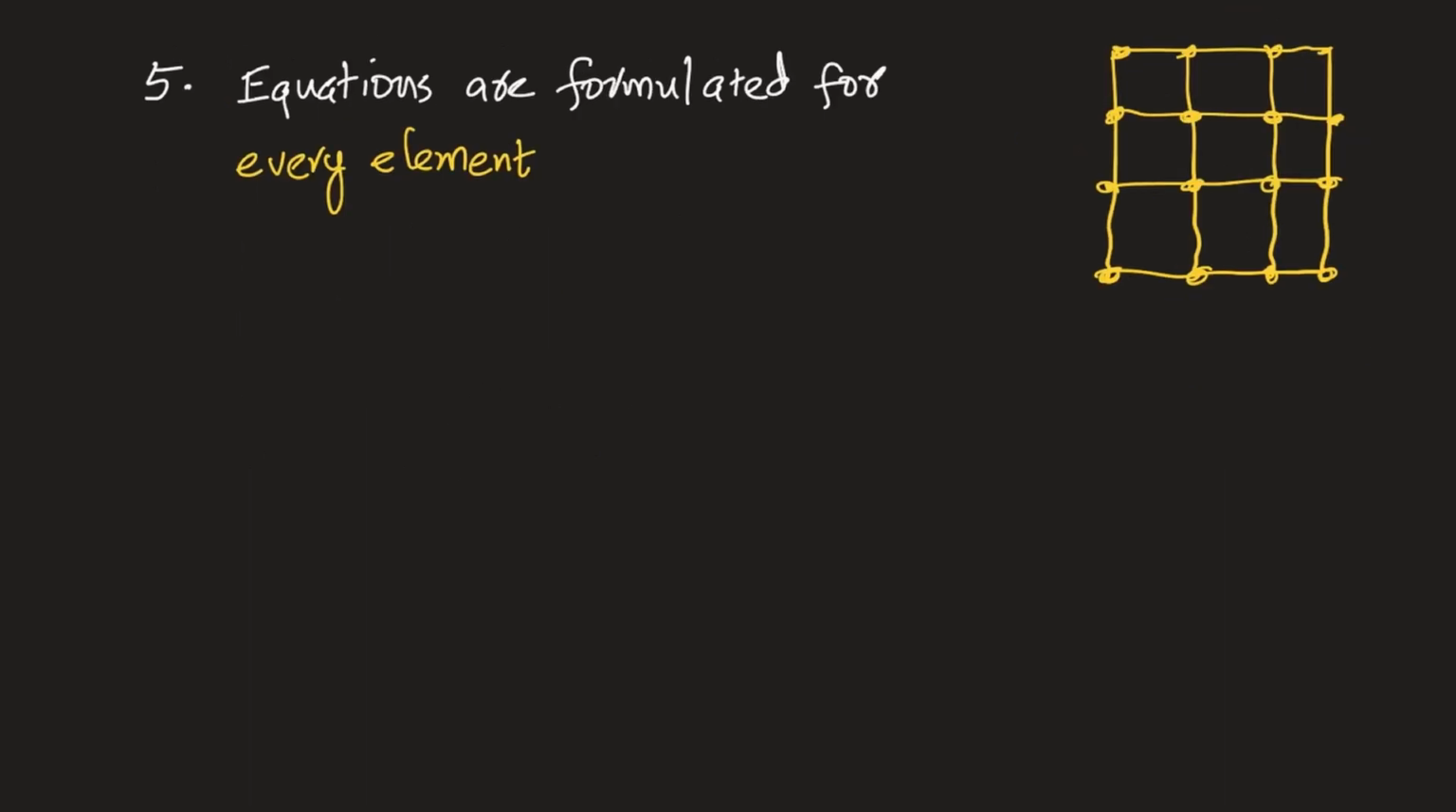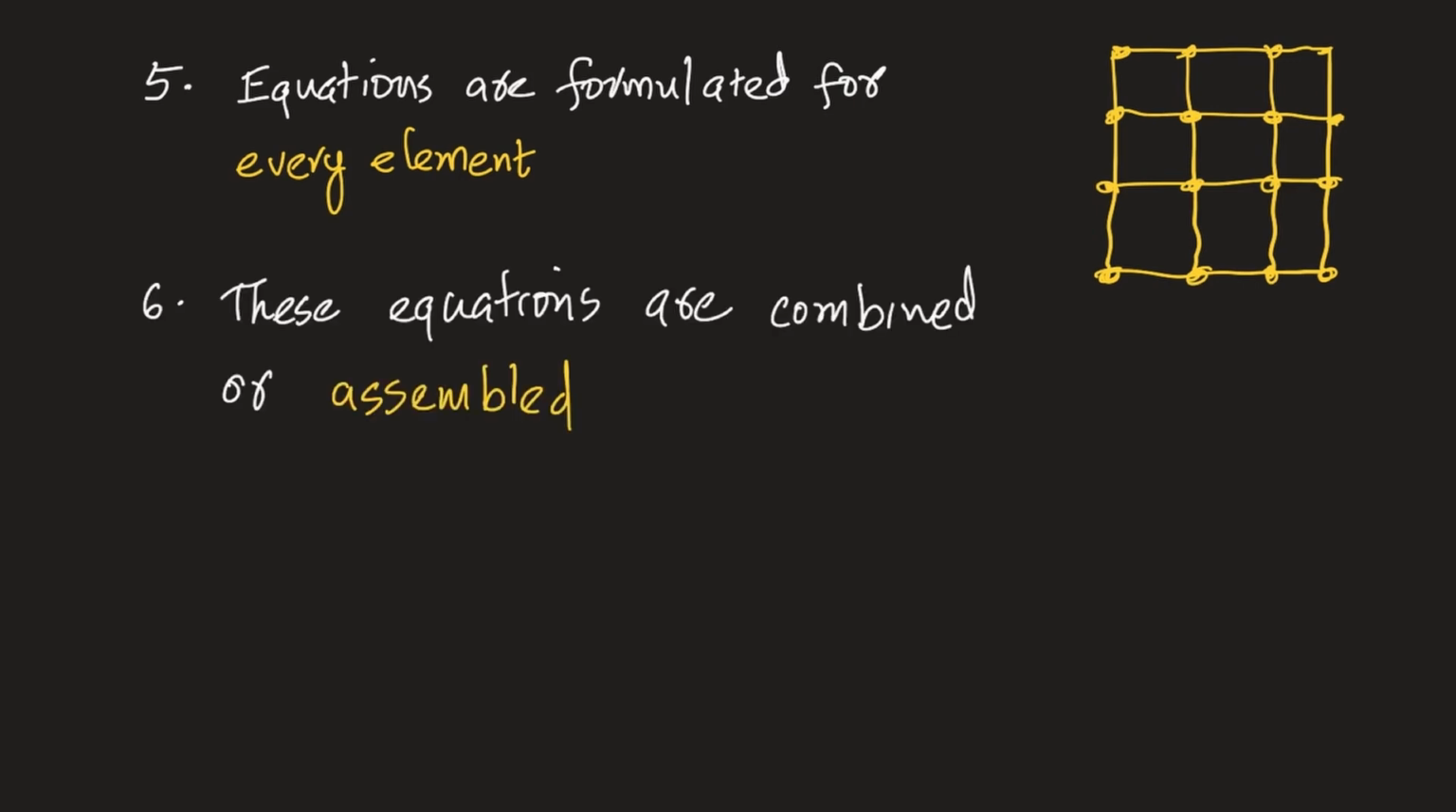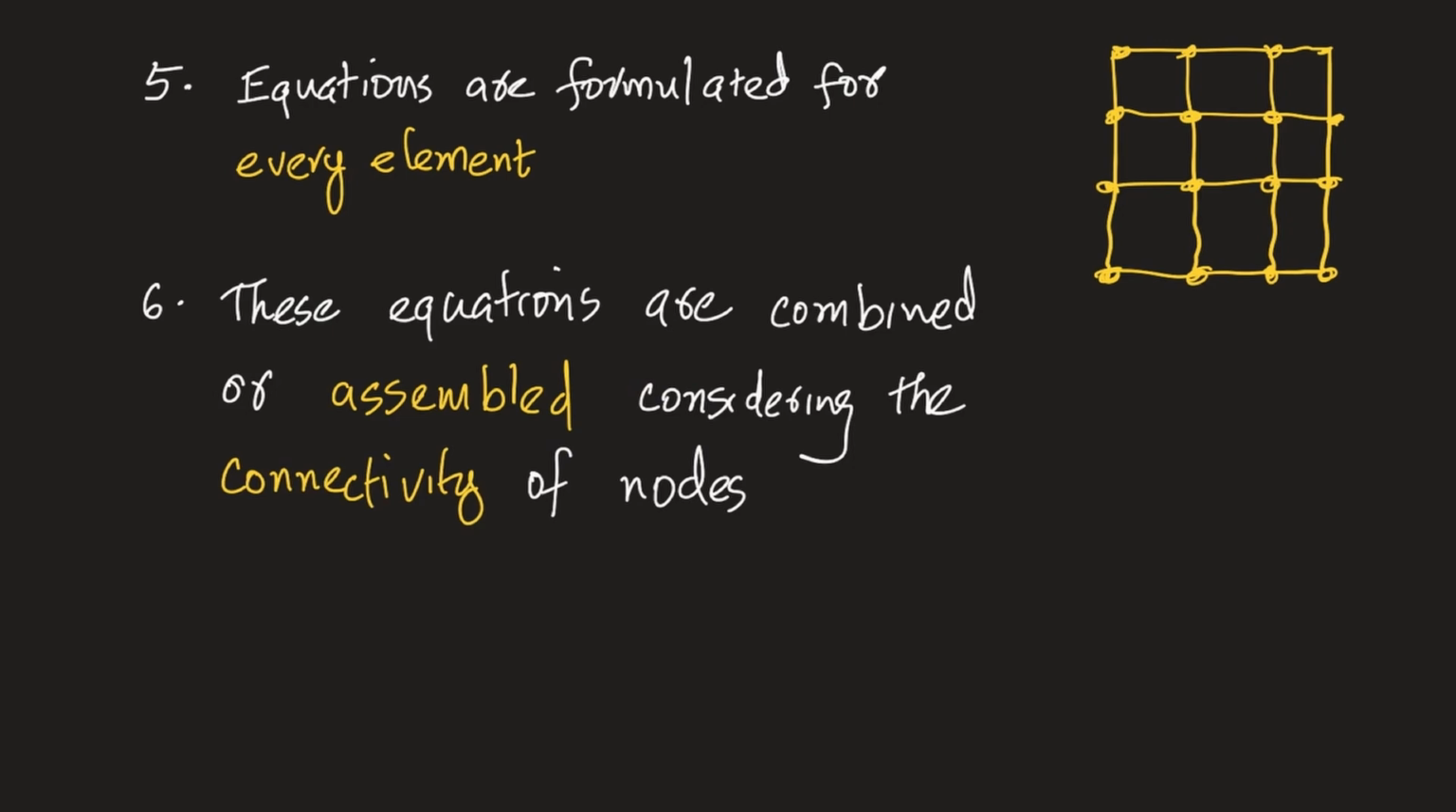The next step is to formulate equations for every element. Here we have divided the domain into 9 elements. These equations for every element are then combined or assembled, considering the connectivity of the nodes. To explain connectivity, let us take this element, let us name it as 1, and this element, let us name it as the 5th element. I have drawn these two elements side by side separately. Let me number the nodes of these two elements.